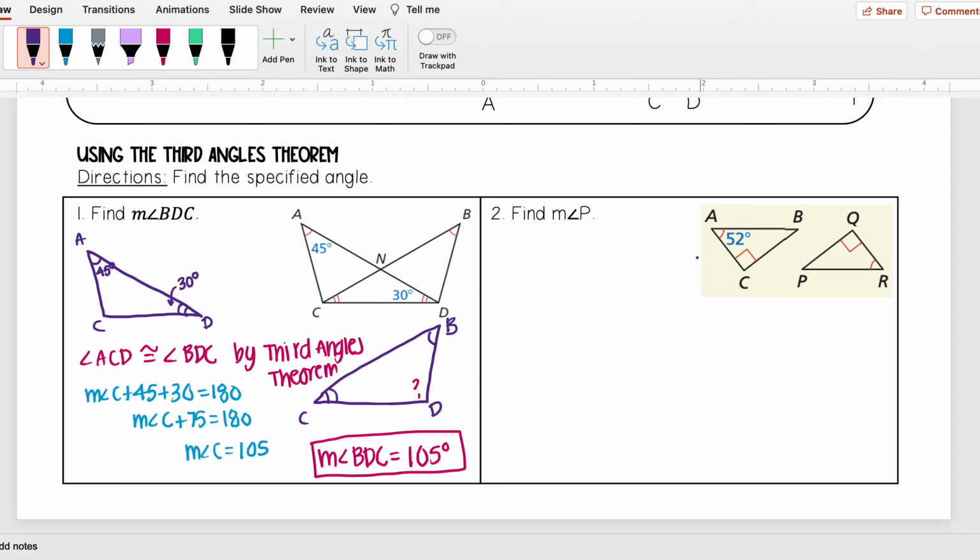Okay, let's try another one. Here I want to find the measure of angle P. And so now these two triangles are already separated. So looking at this, I see that I have a congruent angle here. These are both going to be 52 degrees. And then I see that both of these also have a right angle. So I know that two angles are congruent to two angles of another triangle. So by my third angles theorem, I can then say that angle B is congruent to angle P.